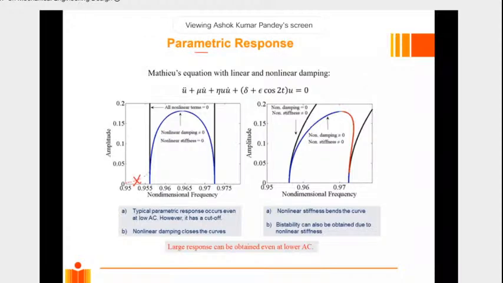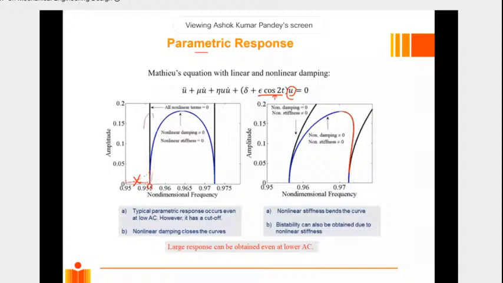So in this case, first of all, I'll discuss the equation itself. You see that the coefficient of u is a time varying quantity. Okay, so in this case, when you vary this omega here, suddenly you see that corresponding to this, there will be a response. It's a very large response that you get.